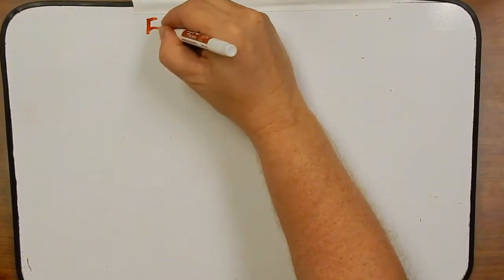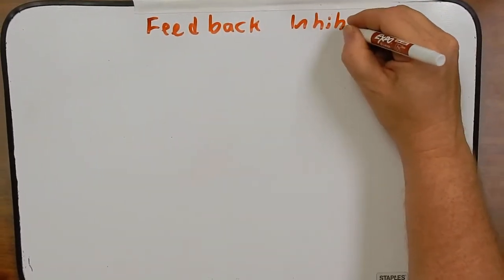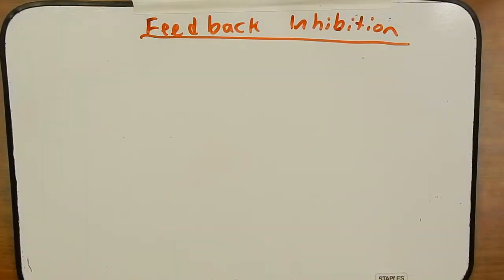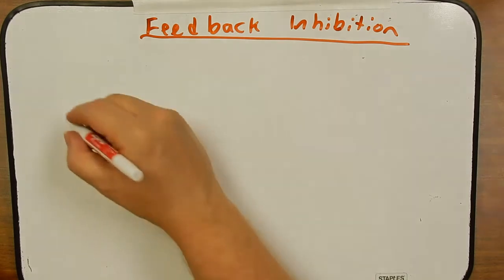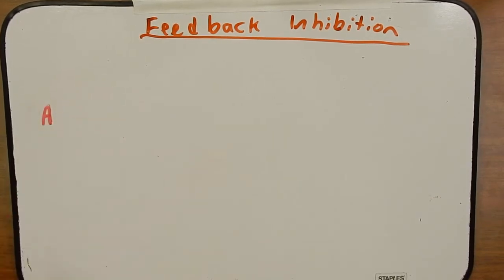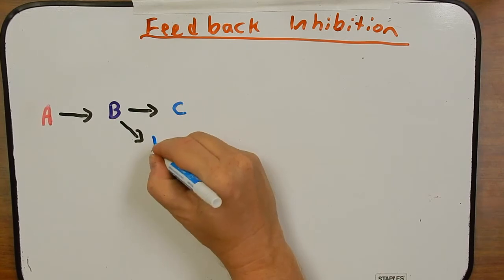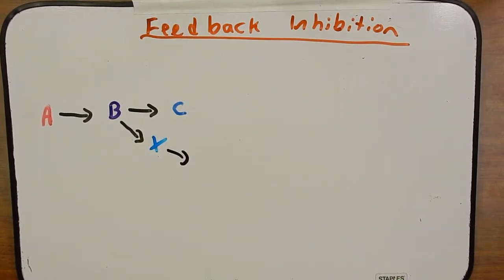Right, feedback inhibition. In talking about feedback inhibition, let's draw out a simple pathway here, where you have some reactant here that we're just going to call A. And A is turned into product B, and then product B will be the reactant to generate product C. However, product B can also make product X. X can make Y, and Y can make Z.